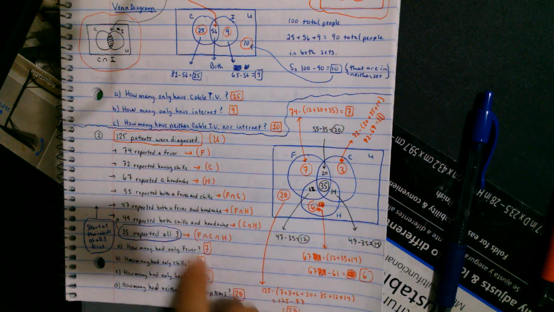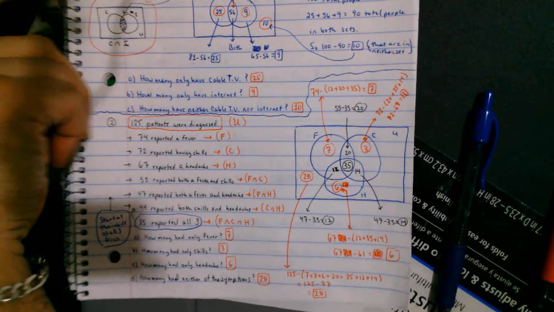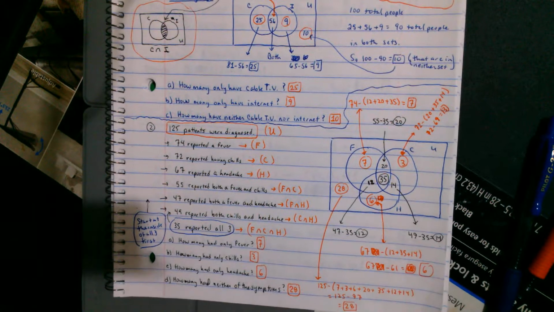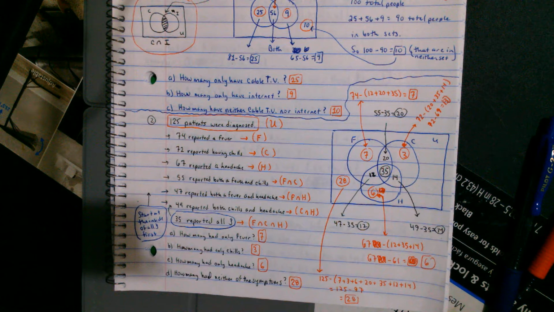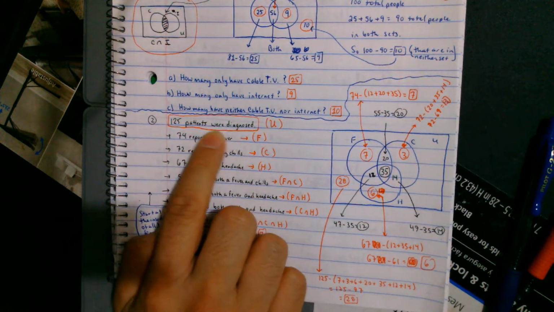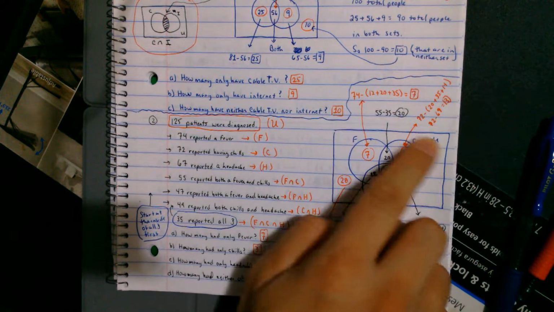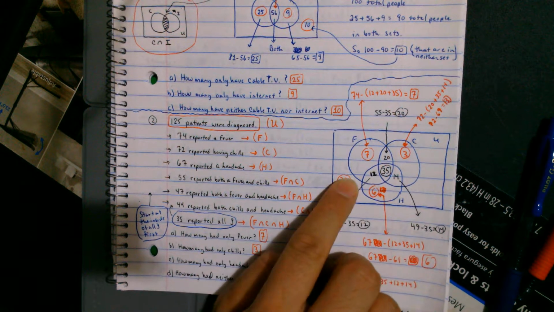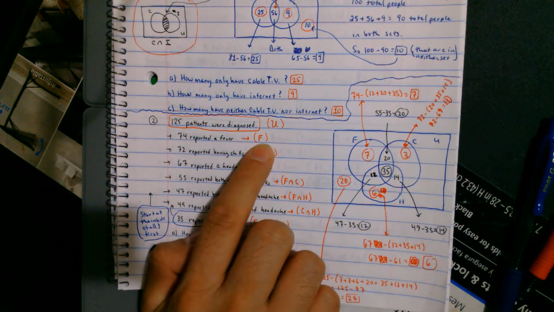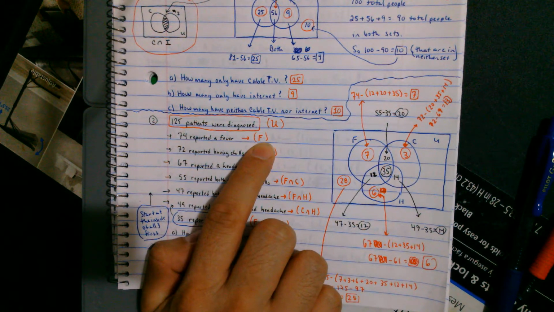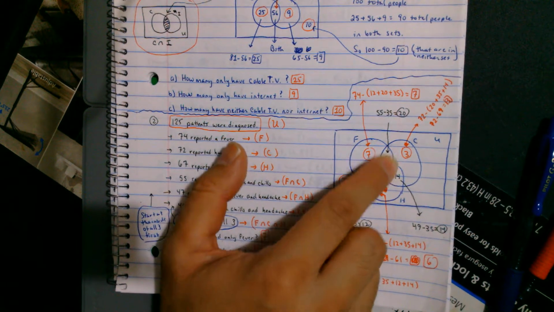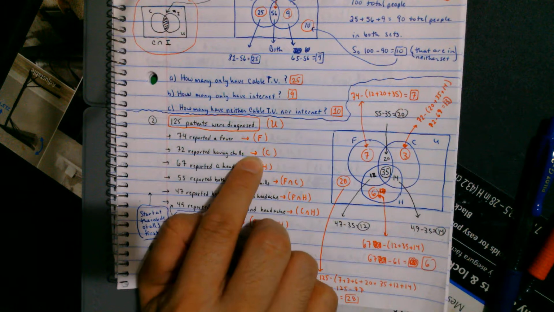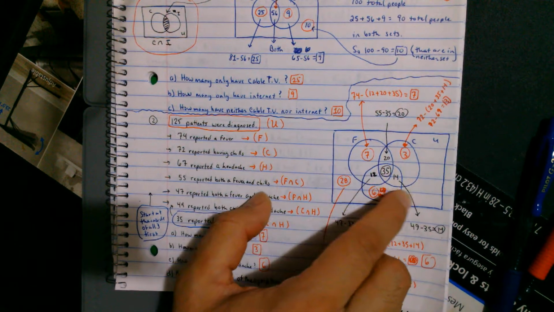Now, with a 3-element set, things get a little bit more interesting here. I'm not going to do too many of these, or I'm not going to expect you to do a lot for me either. But to kind of set it up, here's a problem that says 125 patients were diagnosed. So in this box, 125 people total live in there. 75 reported a fever. So we call that the set F. So in this entire circle, 75 people have to live. 72 reported chills. In this whole circle, 72 total people.